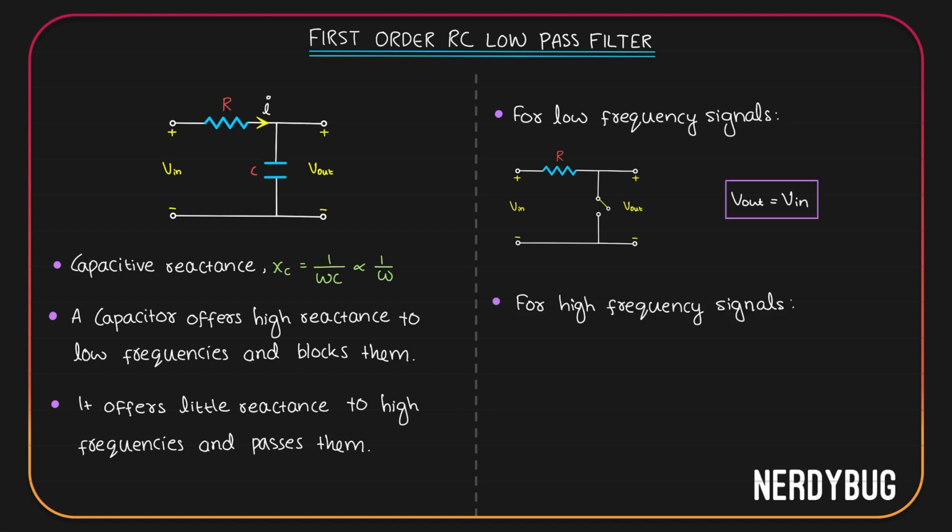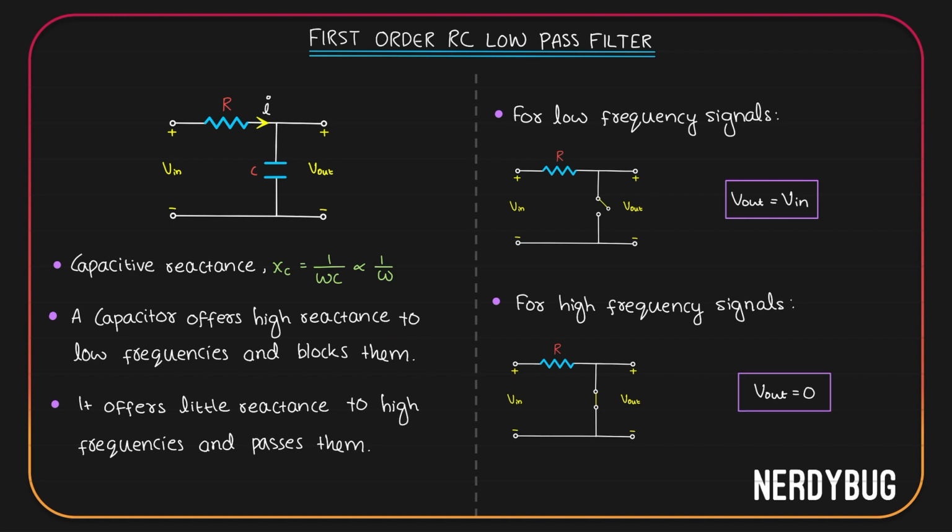Now let us draw the circuit model for high frequency input signal. When the frequency is really high, capacitive reactance will be really low. That means we can model the capacitor to be a closed circuit. The circuit model will look like this. Output is taken like this. So we can write V out is equal to 0.